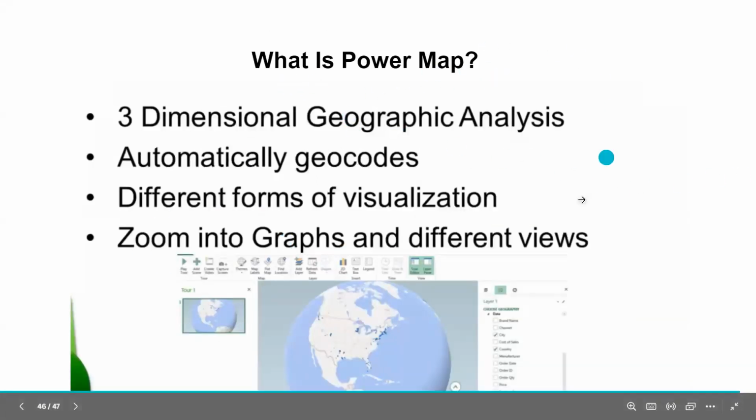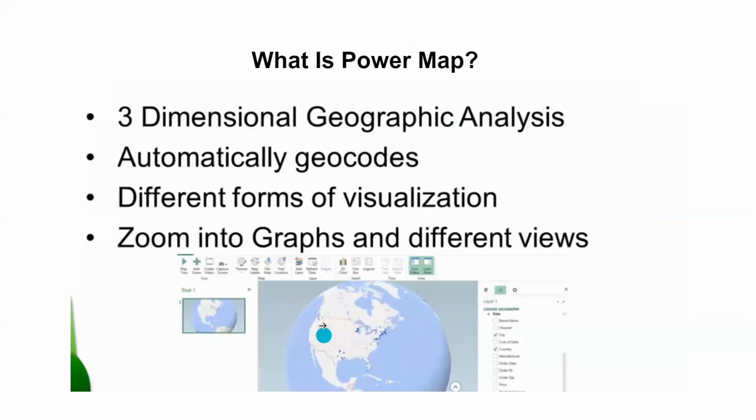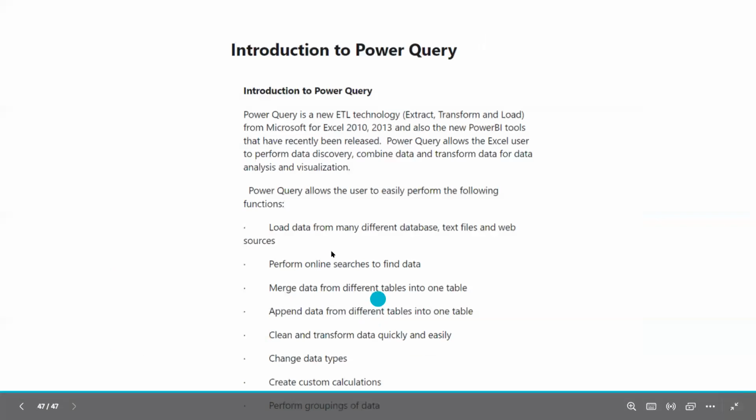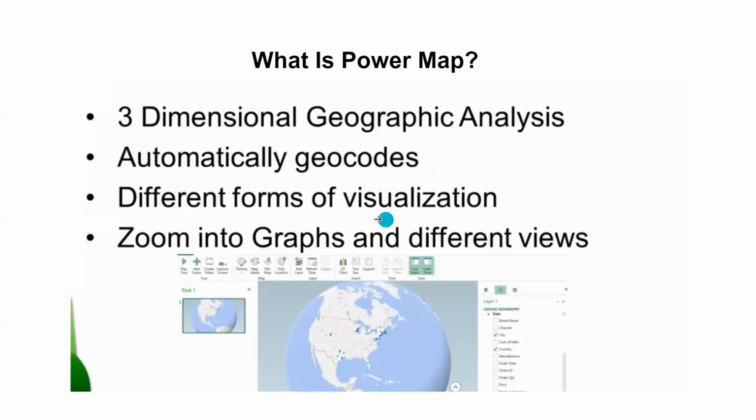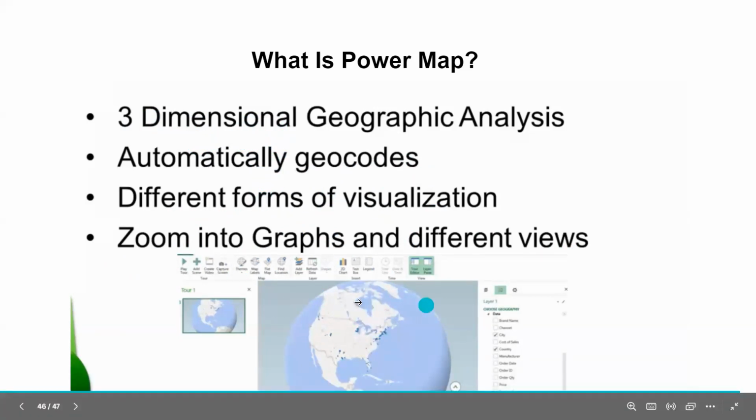And then we've got Power Map. If we are doing geographical analysis, we've got the map there to give us a real view of which part of the world we are talking about, if we set it up properly. It's just really kind to the eyes, lovely to use. It says it automatically geocodes, different forms of visualization, zoom into graphs and different views. Of everything on there, the first two are the real information that capture the essence of this Power Map.